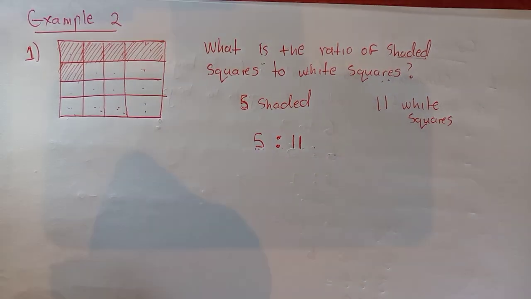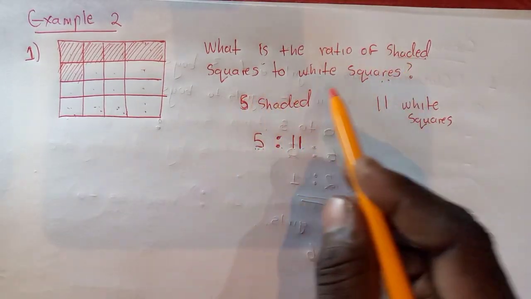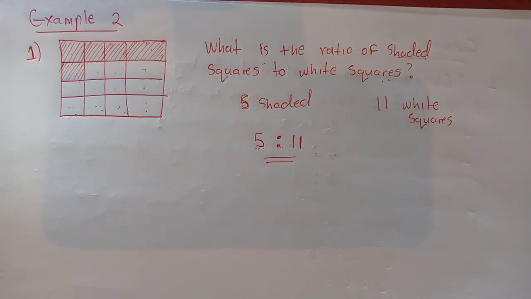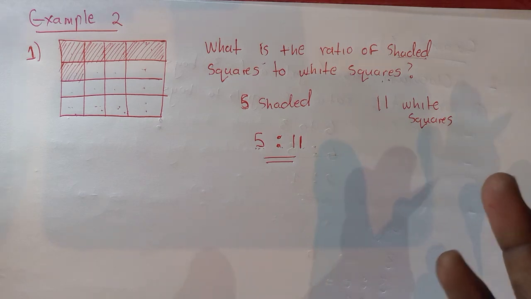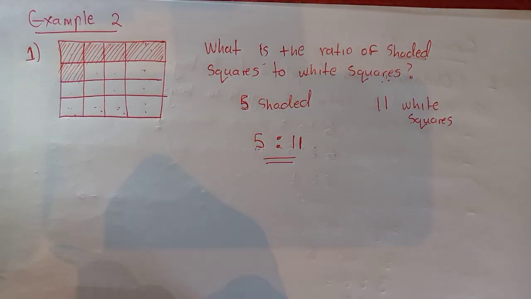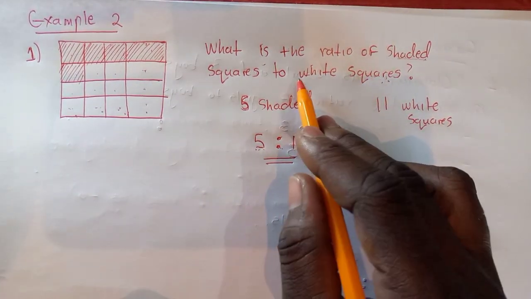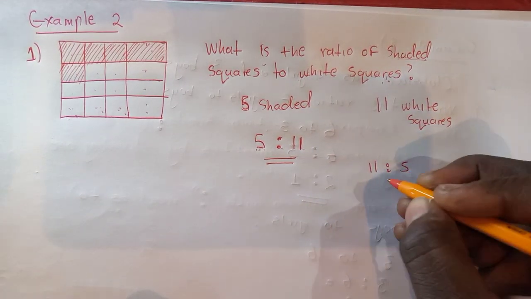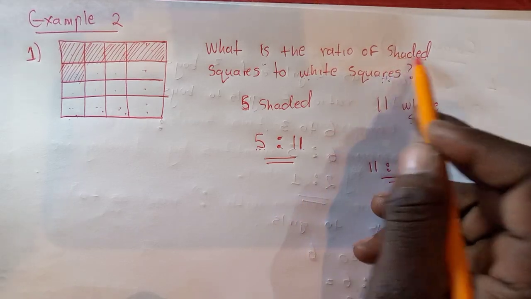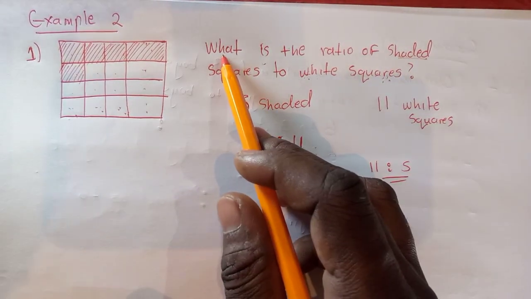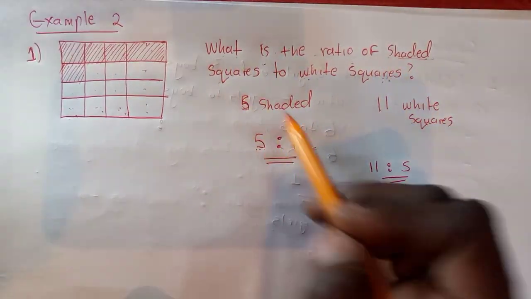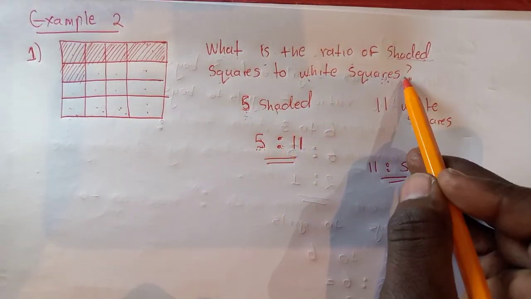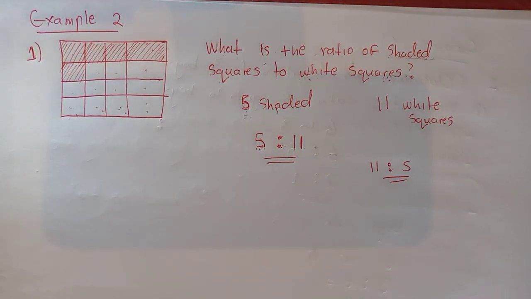So we just end there. The ratio of shaded squares to white squares is 5 to 11. That is our answer. Then if they ask, what is the ratio of white squares to shaded squares? If they started with white squares, it would have been 11 to 5. But in this case, it was shaded squares first, so 5 to white squares, which is 11. Let's look at another example.